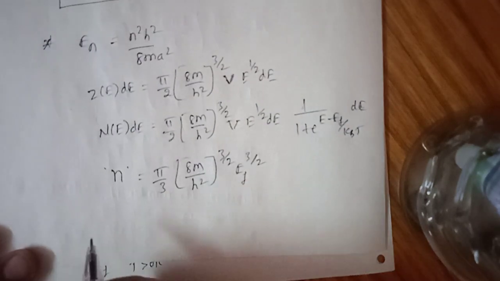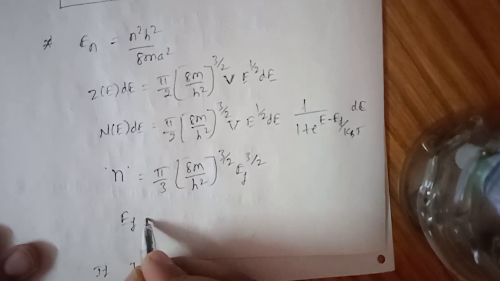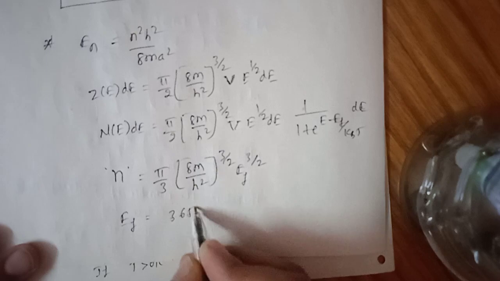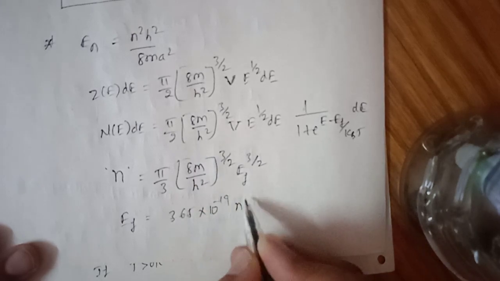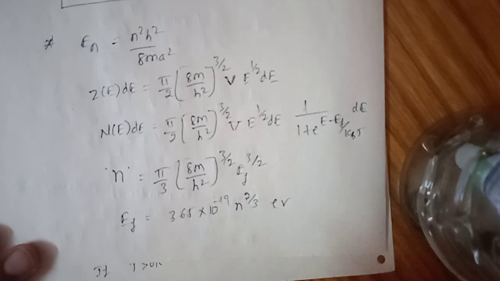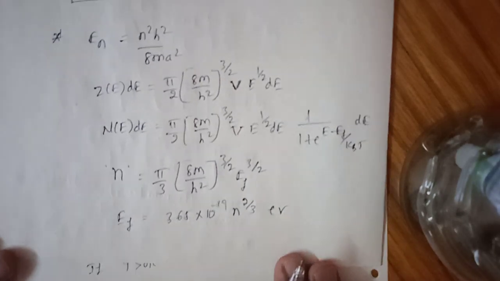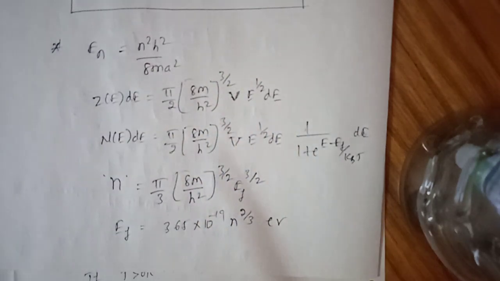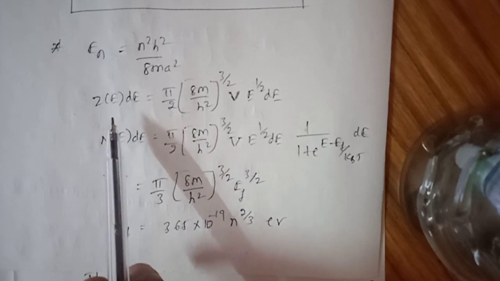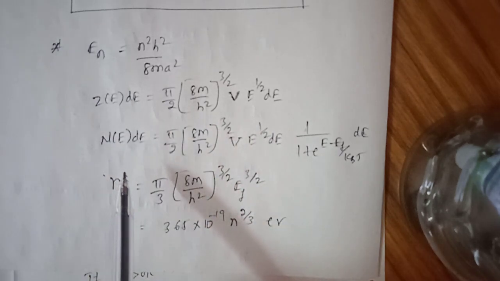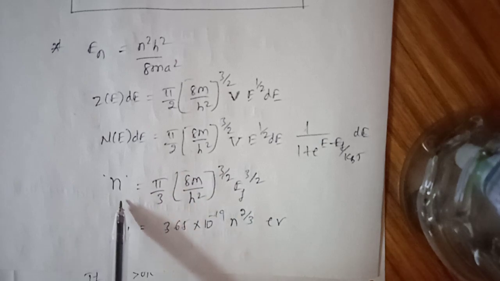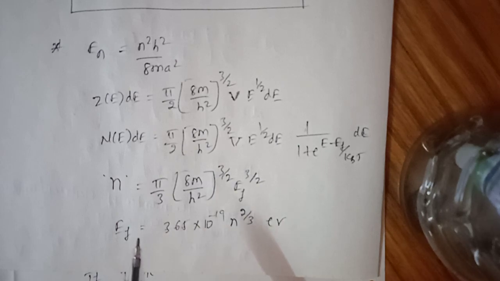So finally we have calculated the Fermi energy EF, that is 3.65 into 10 power minus 19 n power 2 by 3 electron volt. So all these parameters we have evaluated: the eigen energy values, the density of available energy states, the density of occupied states, the density of electrons occupied in higher energy levels, as well as the Fermi energy of the solid. So this is the summary of the entire derivation.